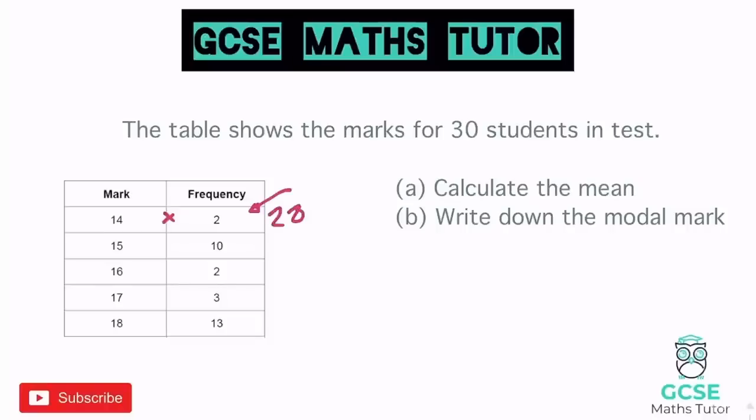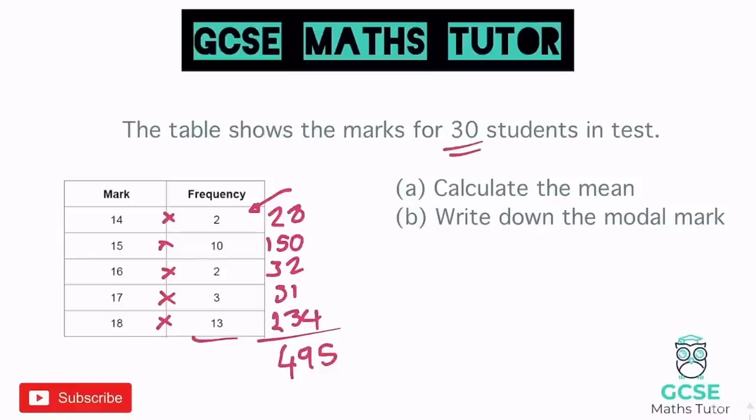10 15s times those together is 150. 2 16s is 32. 3 17s, we'll have to work out, I think that's 51. 3 times 17 is 51. And the last one there is 13 times 18, so 13 18s is 234. Now if we add all this up, it'll tell us the total amount of marks that everybody got. So 234 plus 51 plus 32 plus 150 plus 28 gives us a total amount of marks there of 495. So that's their total, and it says that there are 30 students up here.